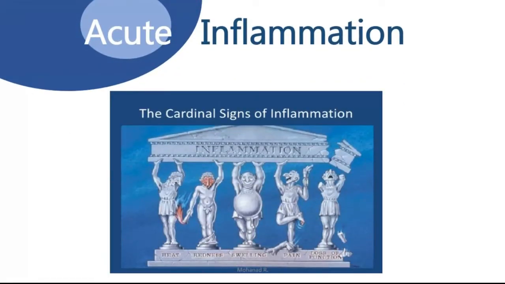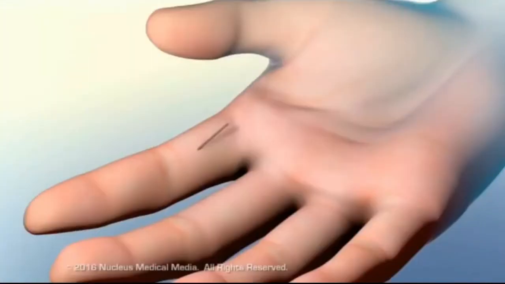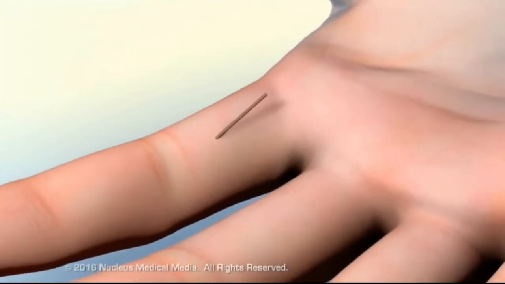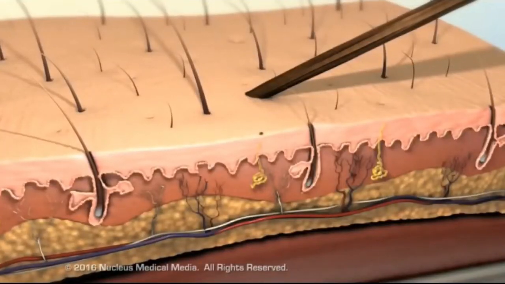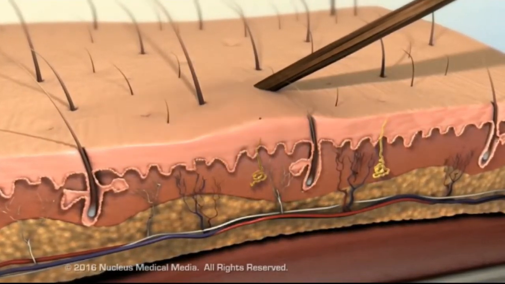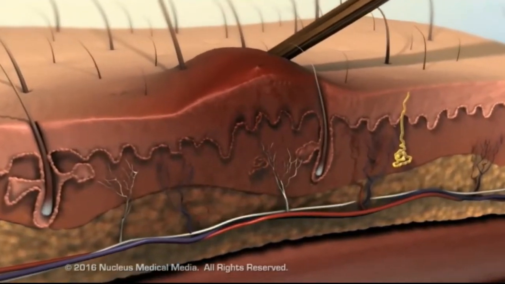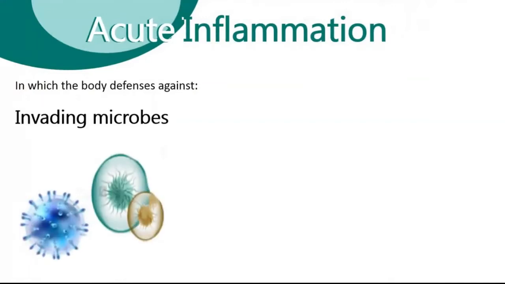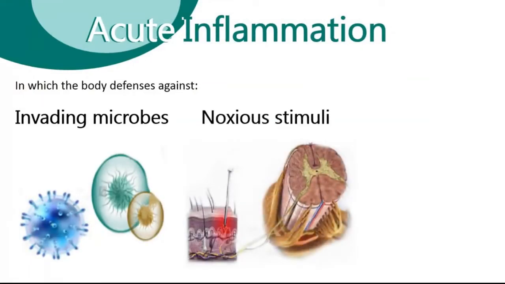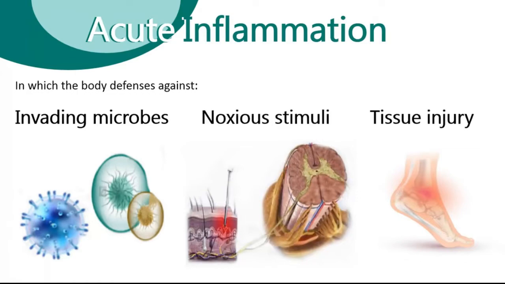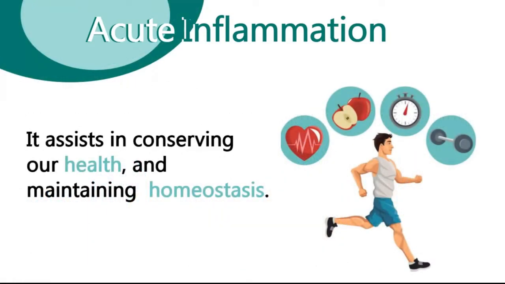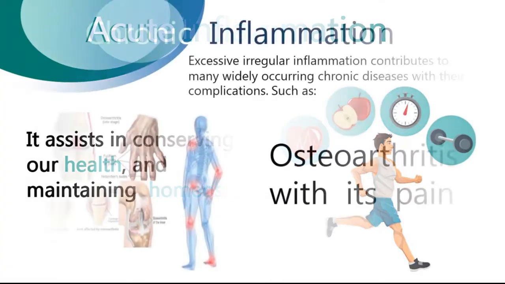Firstly, what's acute inflammation? As we all know, acute inflammation is a protective mechanism, experienced as heat, redness, edema, pain, and loss of function, in which the body defends against invading microbes, noxious stimuli, and tissue injury. It assists in conserving our health and maintaining homeostasis.